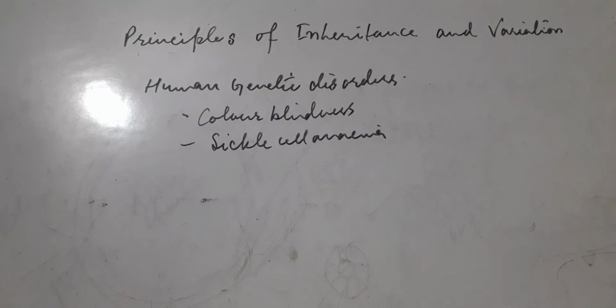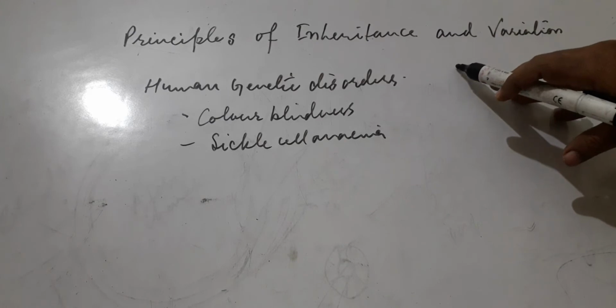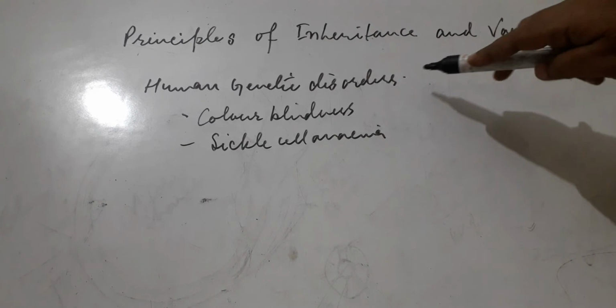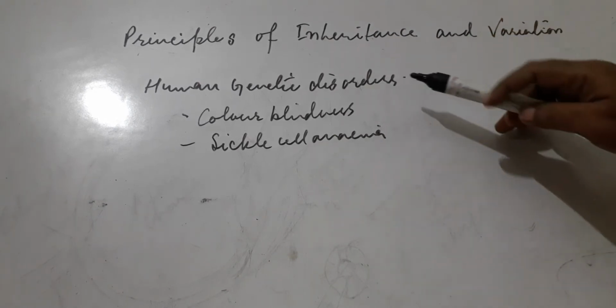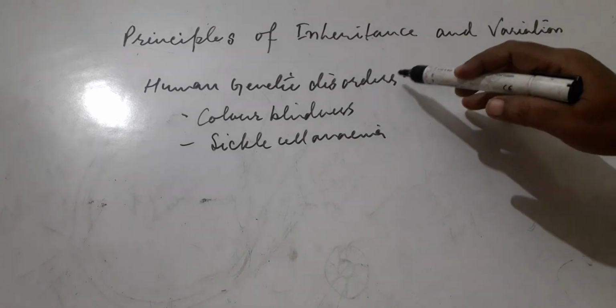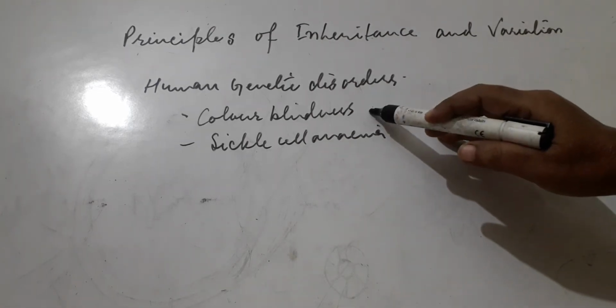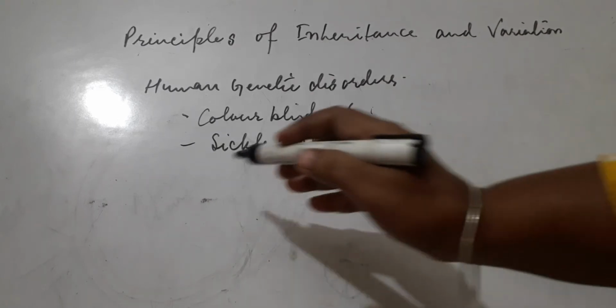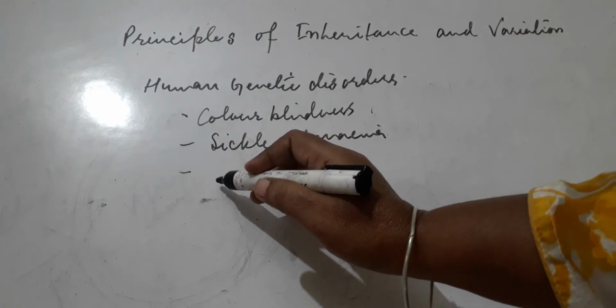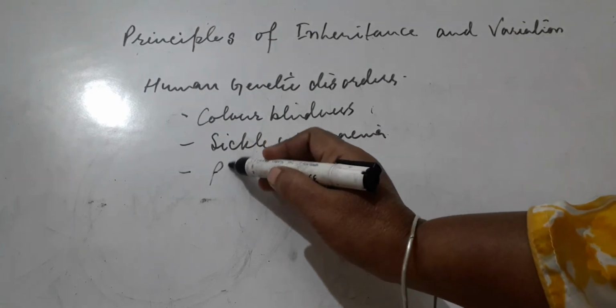Good morning. As you know, we are continuing the chapter Principles of Inheritance and Variations. In the last class, I covered the topic human genetic disorders, in which color blindness and sickle cell anemia. Today we will continue with another genetic disorder, phenylketonuria.